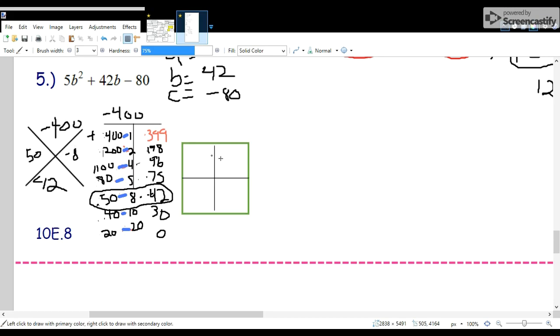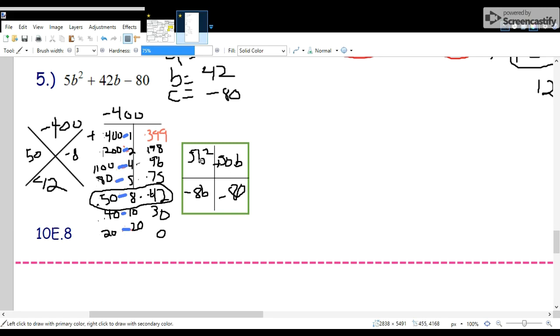Okay, so from here we're going to have our box. In the first box, we put 5b squared, our original first term. In the last box, we're going to put our last term, negative 80. And in the middle two boxes, we put our found numbers, plus 50b and minus 8b.